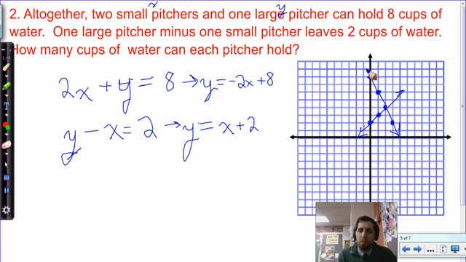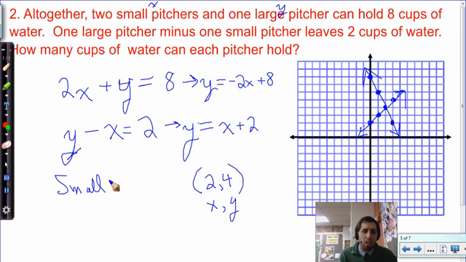Now you're saying to yourself, but what's this answer going to tell us? Well, the answer is going to tell me the size of both of these pitchers. So if I know that the solution lies at 2, 4, and I said y was the large and x was the small, the small holds 2 cups and the large holds 4.